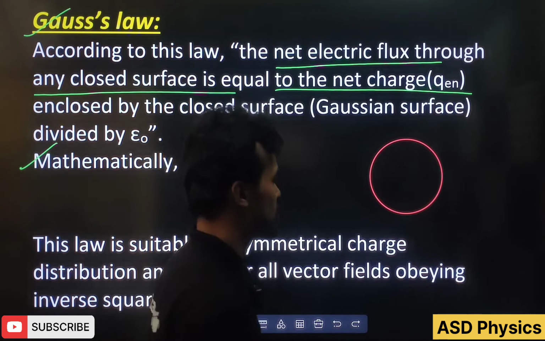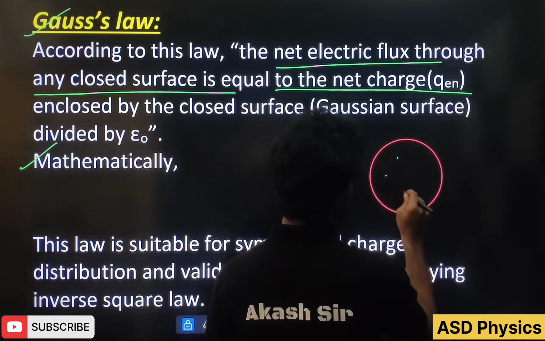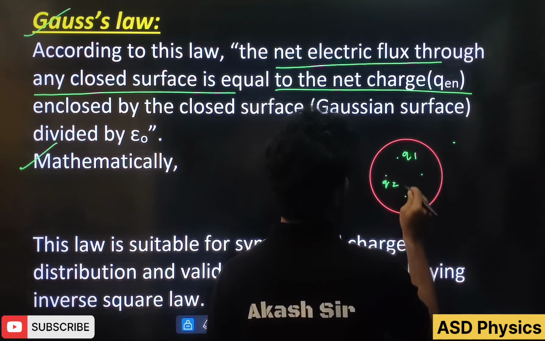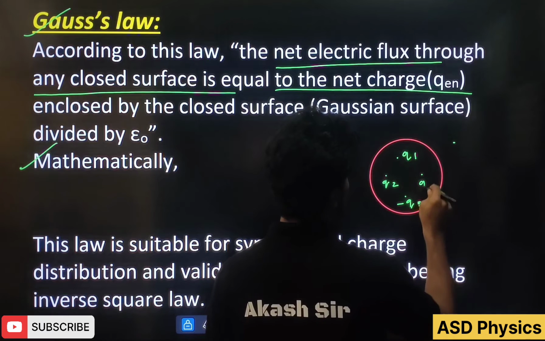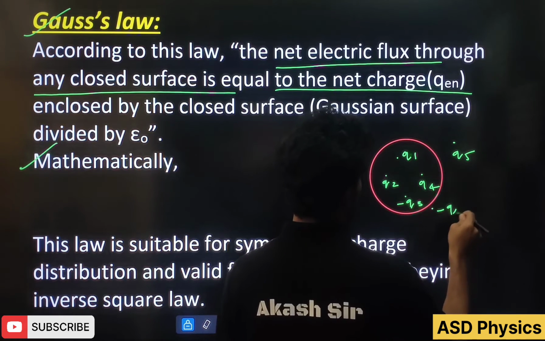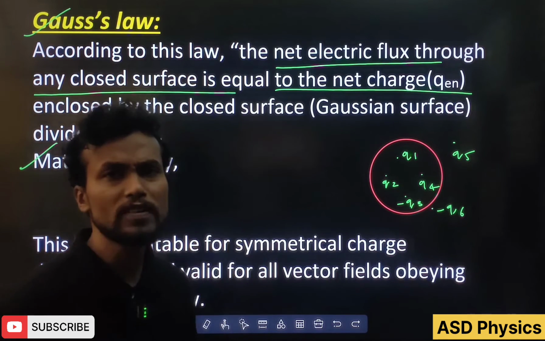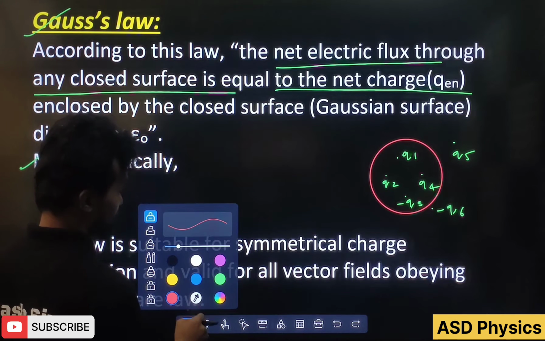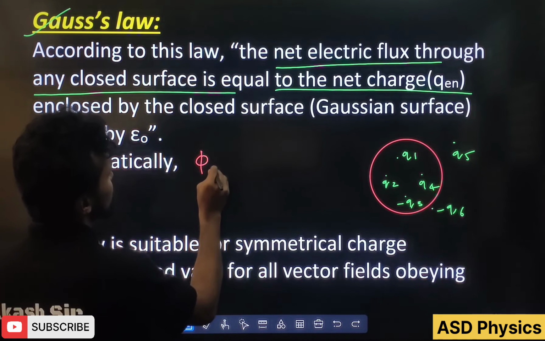surface, a symmetrical surface, and in case some charges are there, I have taken like this. Now let's take charge q1, charge q2, charge minus q3, charge q4, outside charge q5, and here I have even taken charge q6. So what will happen to the electric flux? Net electric flux. Okay, so this net electric flux, what will happen?